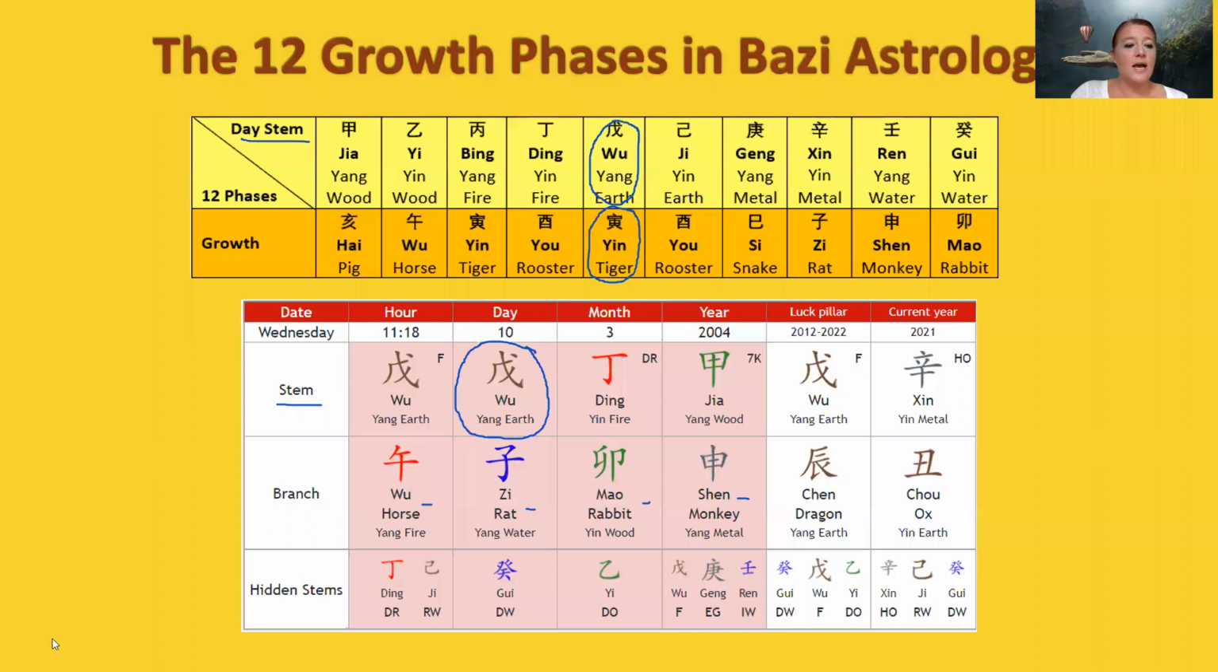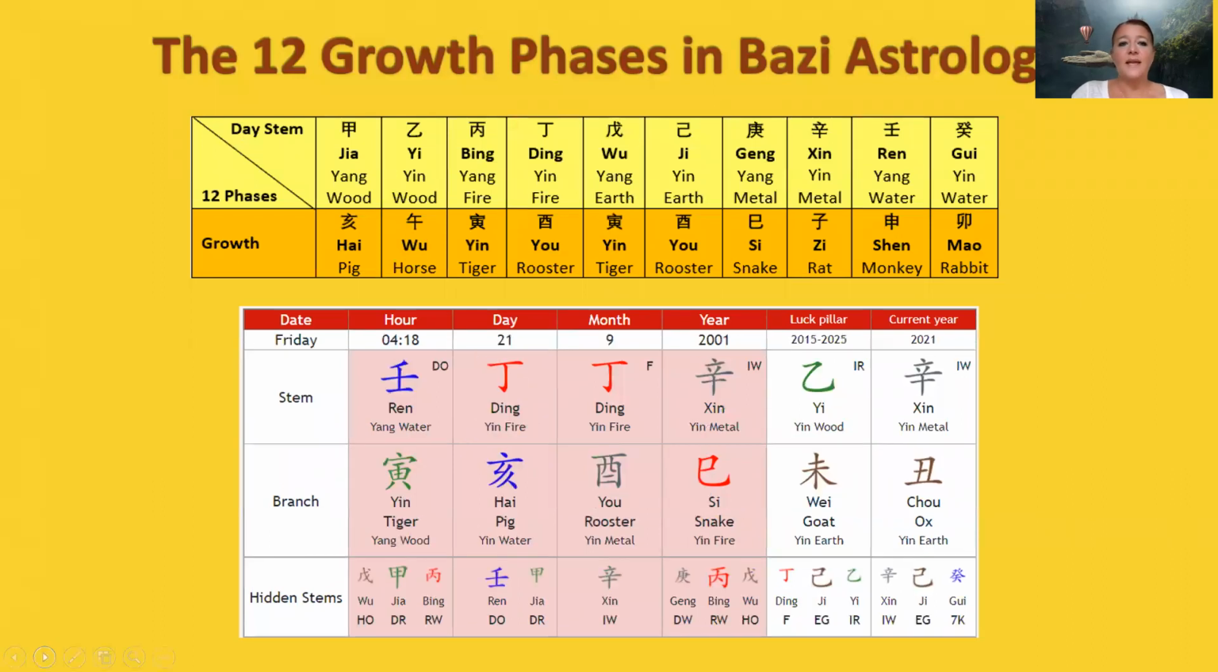And now just to make sure, I will give you another example. Here again, this is another example. So again, you check the day. What stem do you have in the day? This one here is Ding fire. So again, you check the table above. Where do you have Ding? Here we've got Ding fire. And again, for Ding fire, the growth phase is hidden inside the rooster. Now for this person, there is a rooster, but it is in the month. All right.